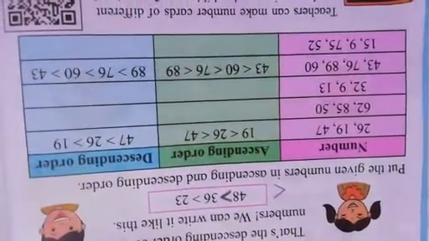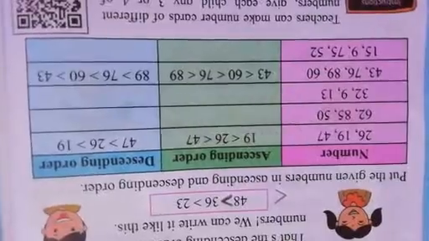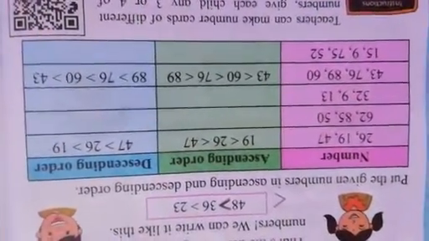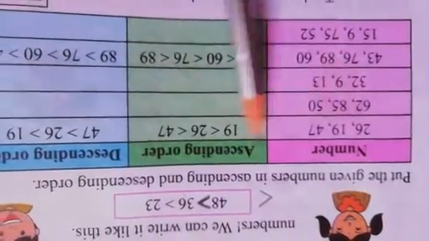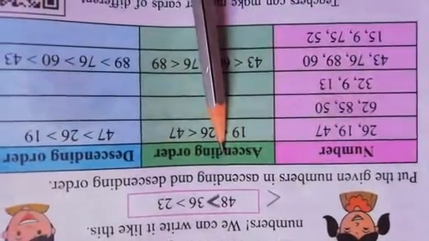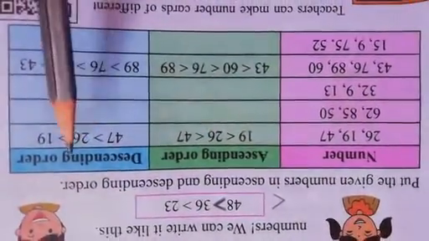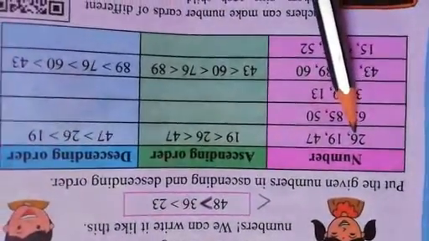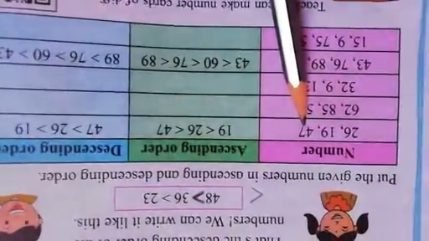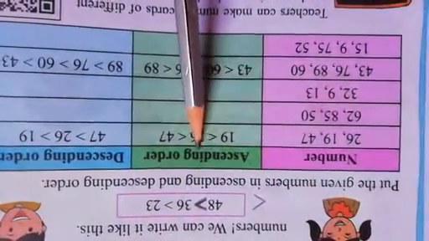Okay. So now see students, here put the given numbers in ascending and descending order. Here some numbers are given and you have to write them in ascending and descending order. So now see here, first of all 26, 19 and 47. Now here this is the column of ascending order. You have to write these numbers in ascending order here and in descending order in this column. So see, first one is solved. 26, 19, 47. First we have to write ascending.